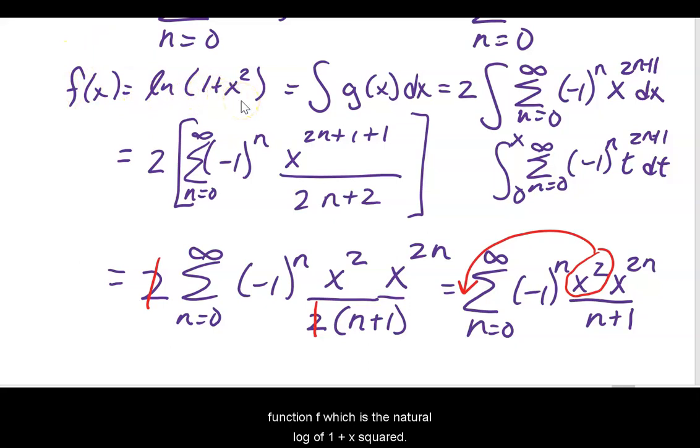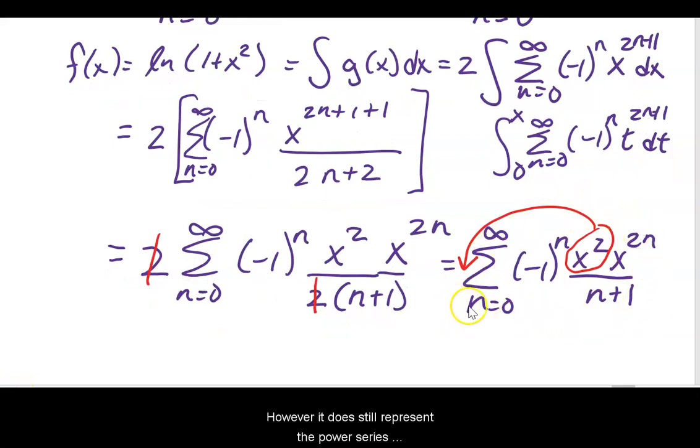This will give me a power series representation for the function f, which is the natural log of 1 plus x squared. It can be written as the sum of negative 1 to the n, x squared times x to the 2n, all divided by n plus 1. It is not possible to get this in a purely geometric form because of the n plus 1. That does depend on the index of summation. However, it does still represent the power series formula for the natural log of 1 plus x squared close to 0. This is the end of this video, based on section 6.2 from the OpenStax Calculus book, Volume 2.